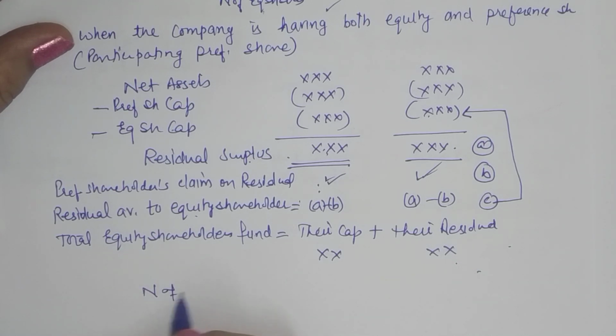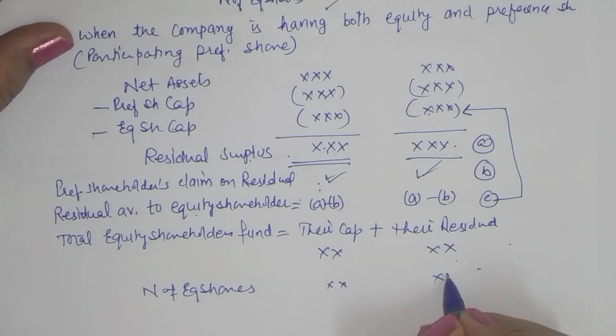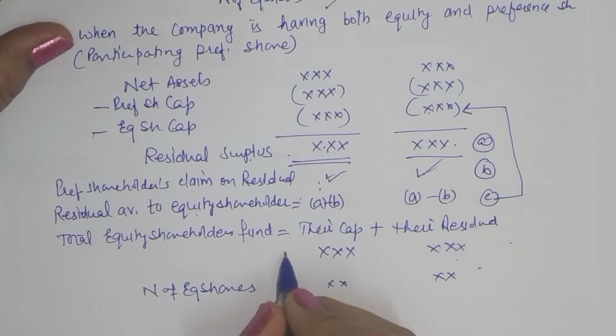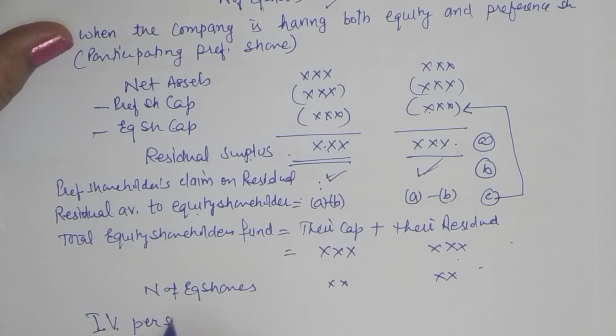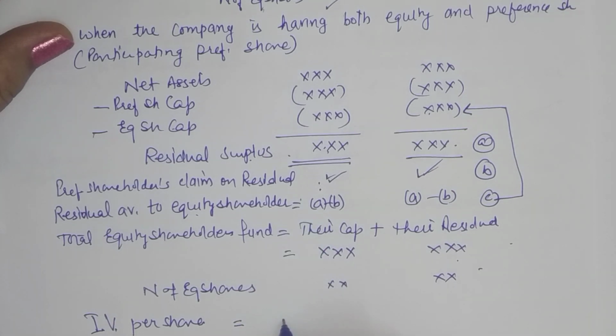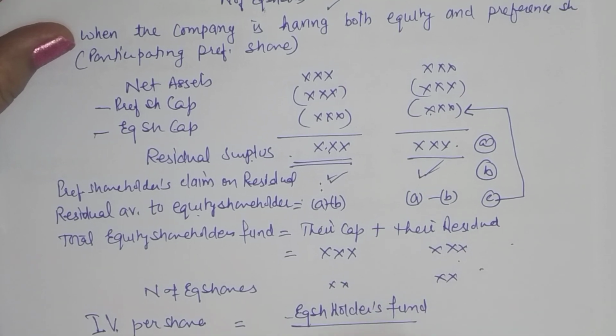Now take the number of equity shares as given in the problem and divide the equity shareholders funds by the number of shares. So intrinsic value per share will be equity shareholders funds upon number of equity shares.